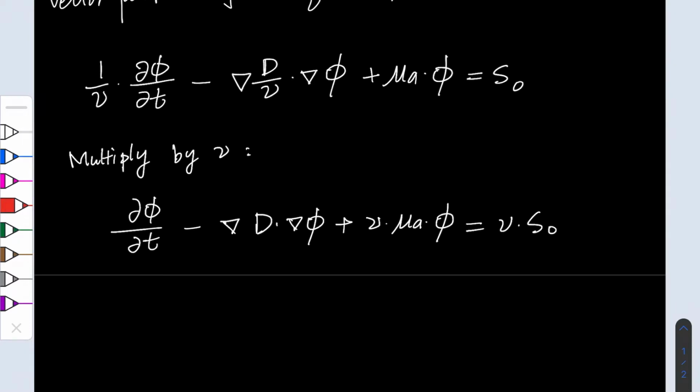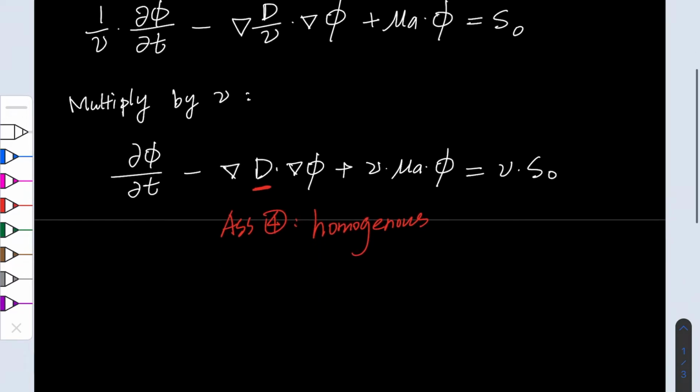So next we make our fourth assumption, assumption 4, that is our tissue is actually homogeneous. That means D, the diffusion coefficient, is actually the same everywhere in our tissue. With that assumption, we can take D outside of the gradient sign.